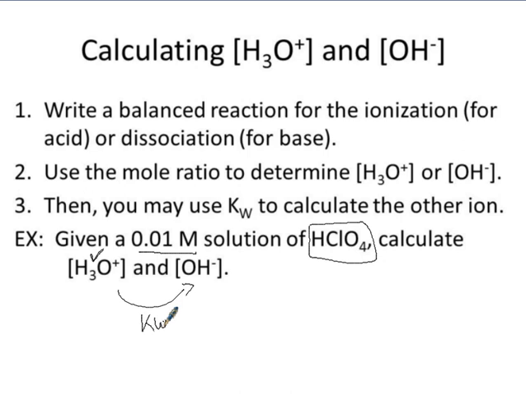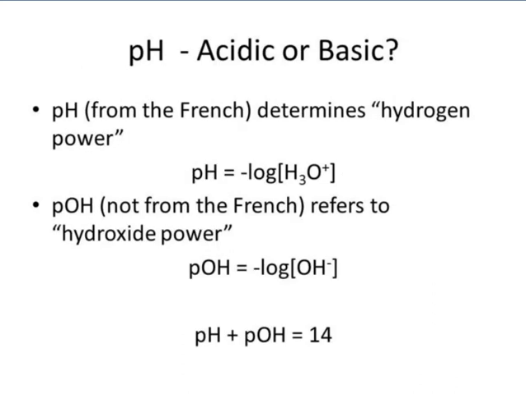The nice part about this is I know that this is going to be an acid, and so my hydronium concentration should be greater than my hydroxide concentration. And then we can use our hydronium and hydroxide concentrations to determine our pH and further determine if the solution is acidic or basic.